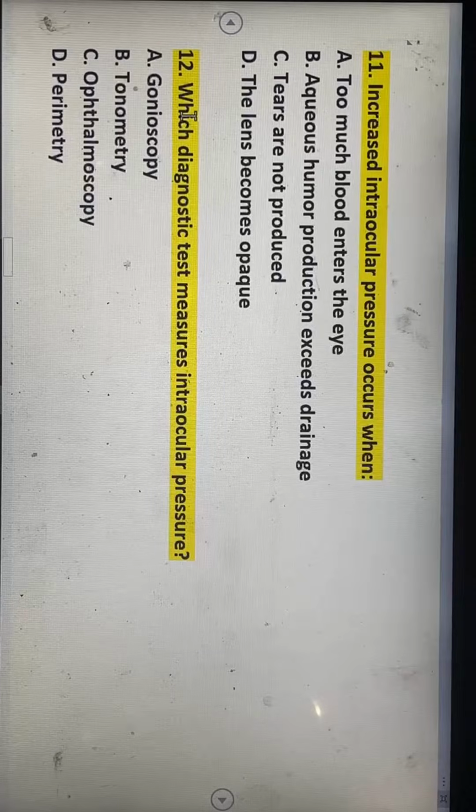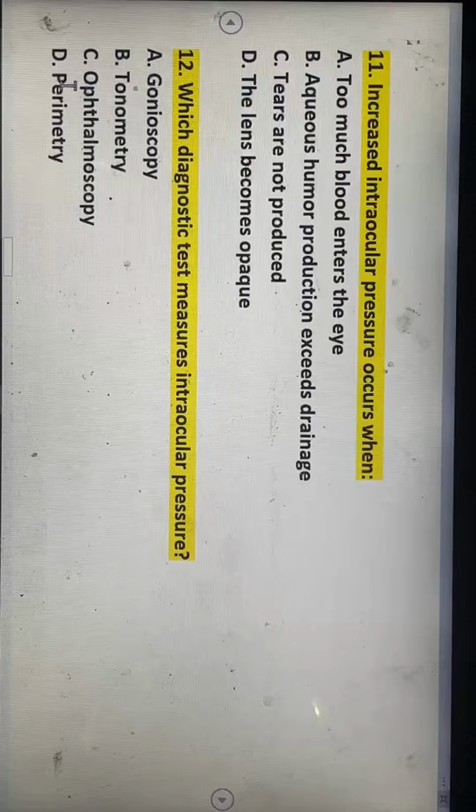Now, number 12. Which diagnostic test measures intraocular pressure? This intraocular pressure we've been talking about in glaucoma in the private class. What diagnostic test is used to measure it in a patient? A, gonioscopy; B, tonometry; C, ophthalmoscopy; and D, perimetry. Is your answer A, B, C, or D? Giving you some seconds to think.